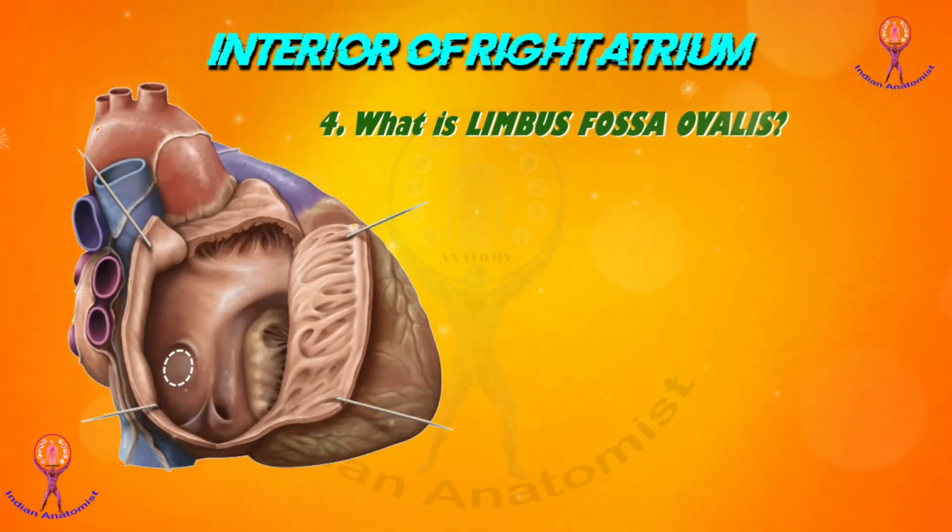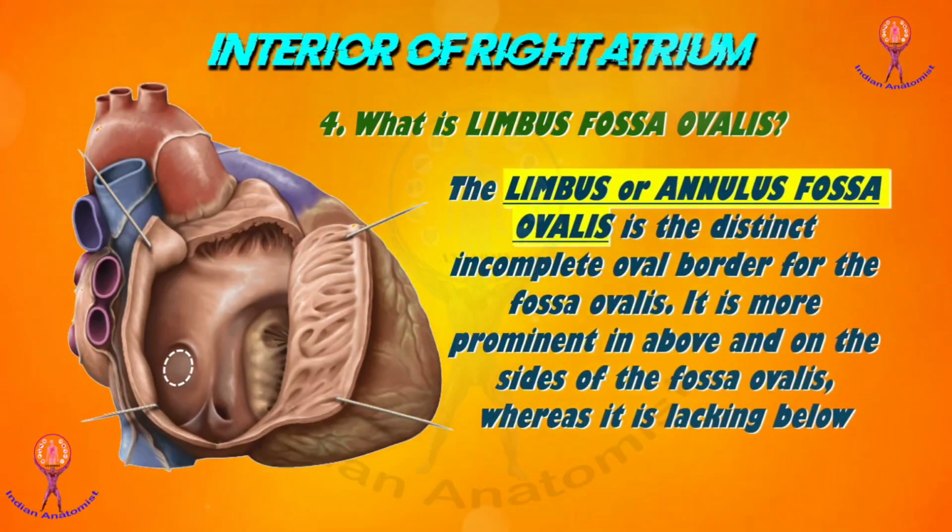Coming next is the limbus fossa ovalis. The limbus or annulus fossa ovalis is the distinct incomplete oval border of the fossa ovalis. It is more prominent above and on the sides of the fossa ovalis, whereas it is lacking below. Please see the illustration for information.